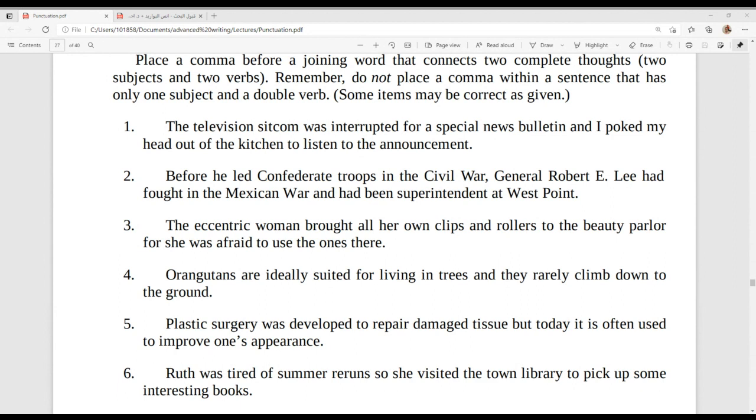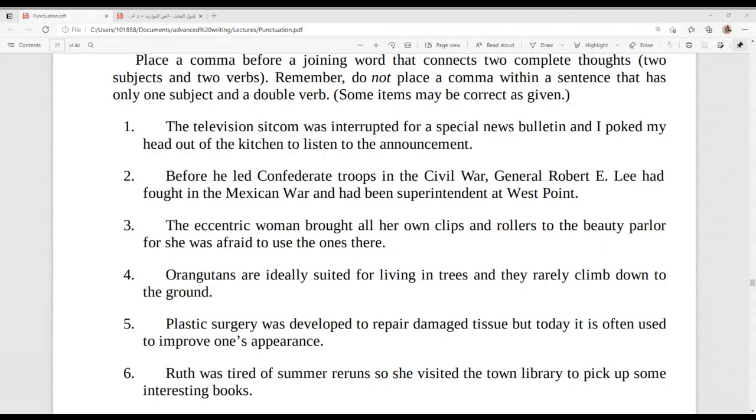Before he led Confederate troops in the Civil War, General Robert E. Lee had fought in the Mexican War and had been superintendent at West Point. Shall we use a comma here? No, there is no need to use a comma. Why? Because we have the same subject here. We are talking about the same subject here, General Robert Lee.